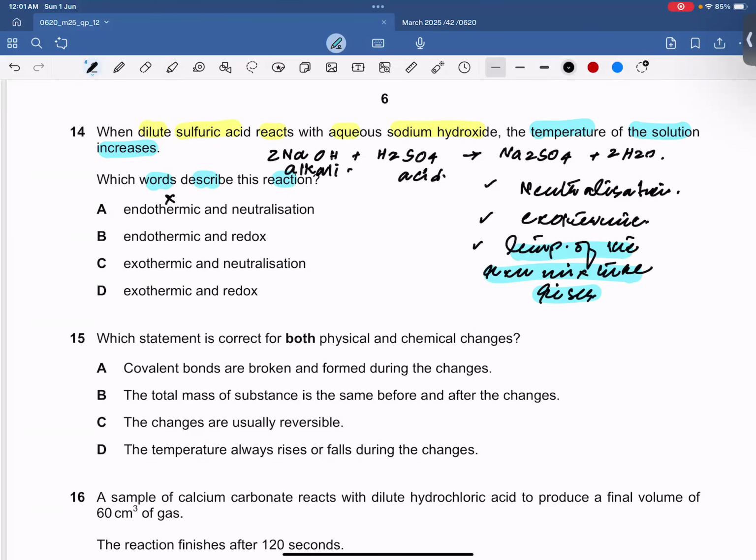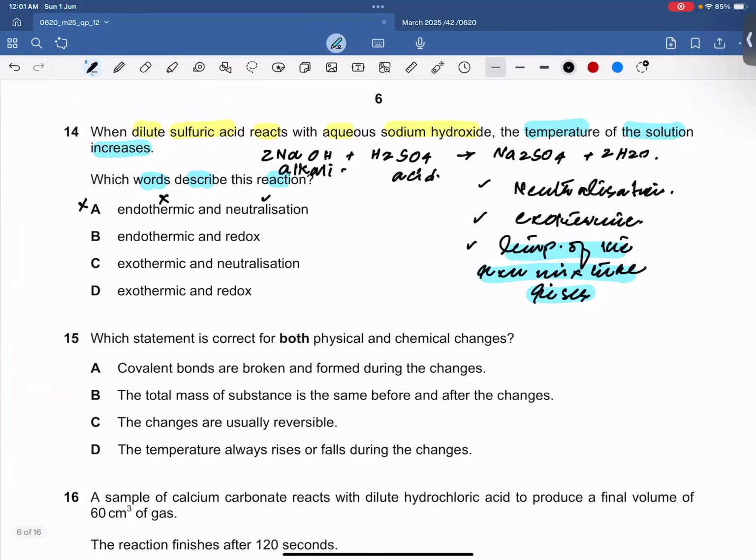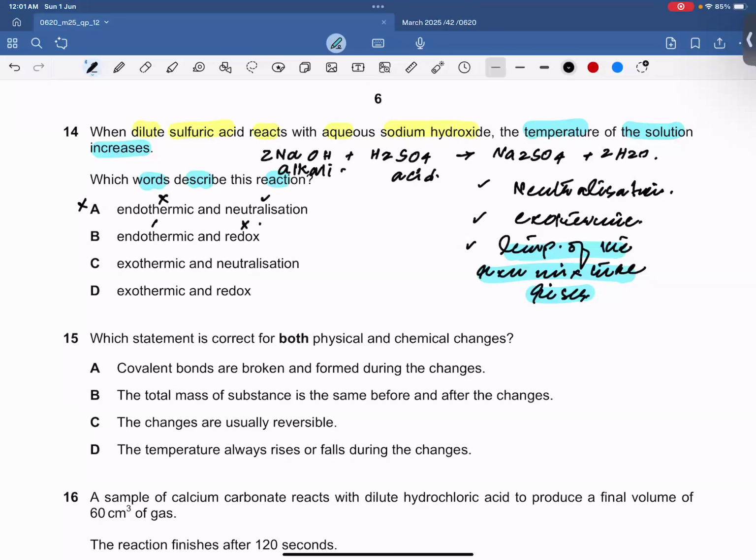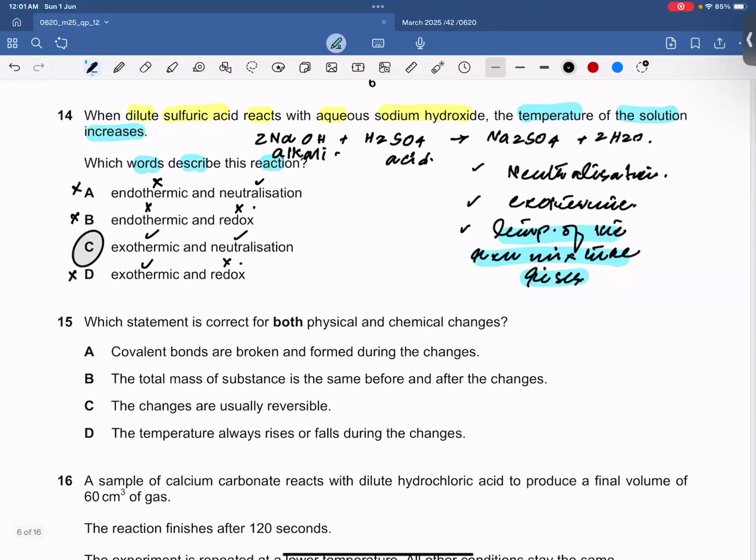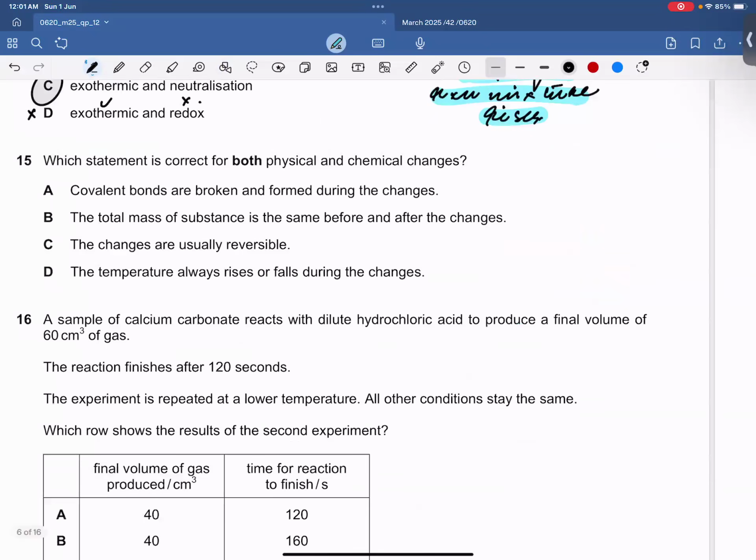Obviously, it is exothermic. Neutralization is fine, but it is not endothermic, which is why option A is incorrect. An acid-base reaction, or neutralization reaction, is never a redox reaction. It is not endothermic either, which is why B is incorrect. It is exothermic, it is neutralization, and so C is going to be the right answer. In option D, exothermic is fine, but acid-base is not redox, which is why option D is also incorrect.